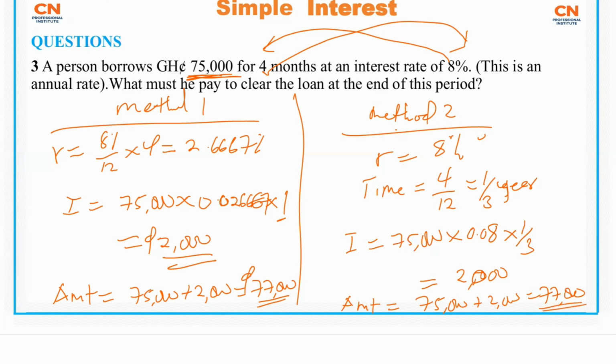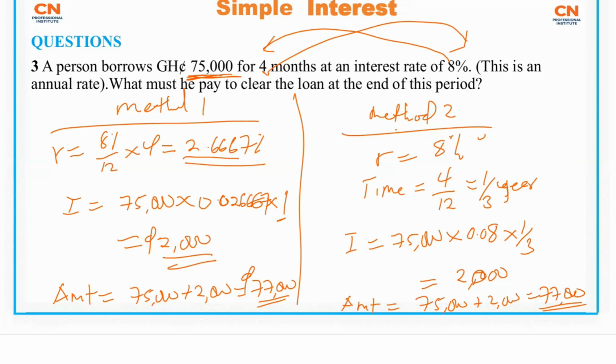So that's it with this question. You have to watch out for the rate. That's the issue. The rate is 8%, which is for a year, but we are doing the interest for what? For only 4 months. So we said, okay, if that's the case, then we have two options. Method one is we convert the 8% annual rate to what? A 4-month rate. So we divide the 8% by 12 times 4, so that we can get the rate. So this rate is for what? For 4 months.